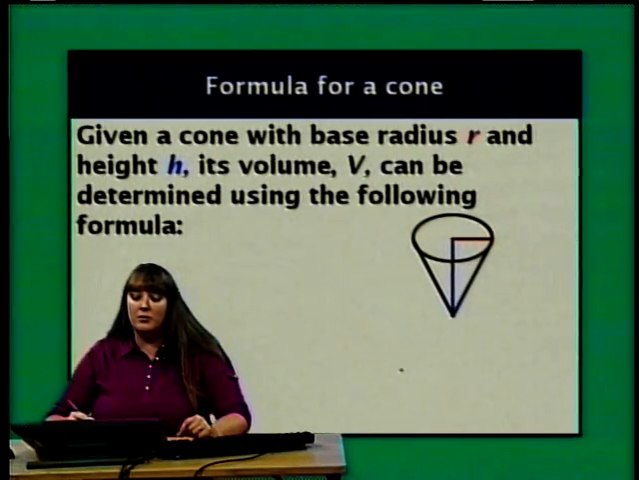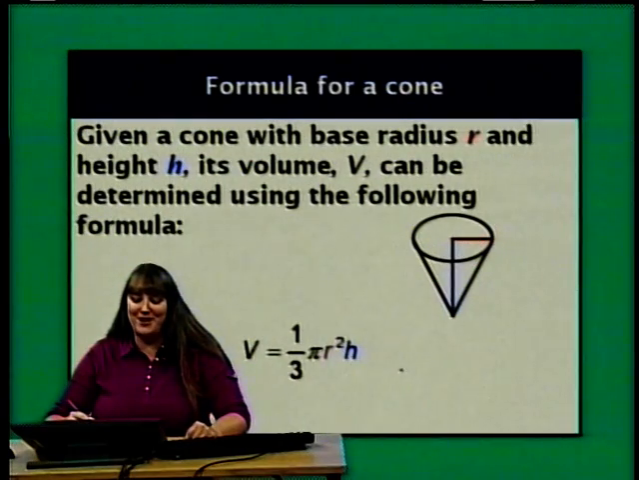If we have a cone with base radius r and height h, its volume can be determined using the following formula. The volume is 1/3 pi r squared h. Notice we're talking about the base radius. The base doesn't have to be at the bottom of the cone. In fact, the way this cone is drawn, the base is at the top of the cone. But that base has a radius r.